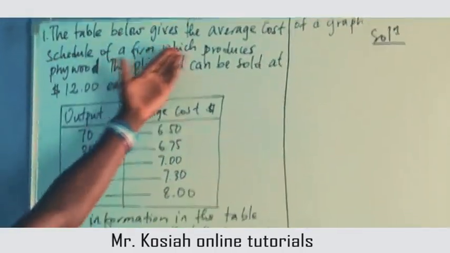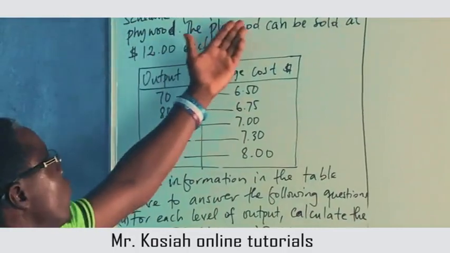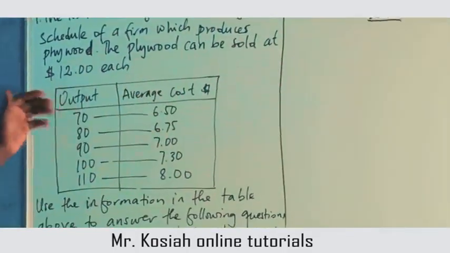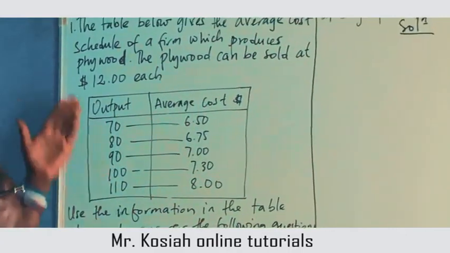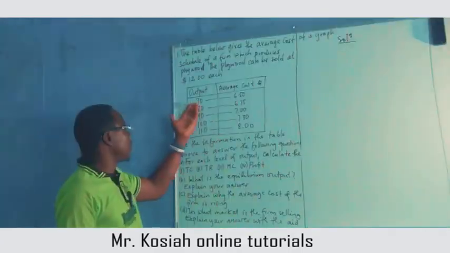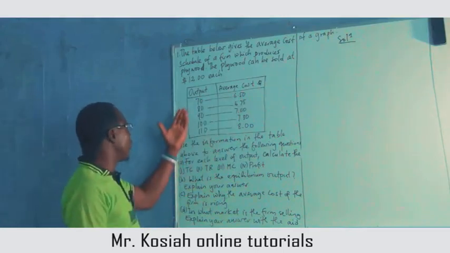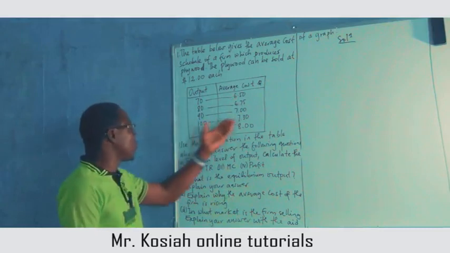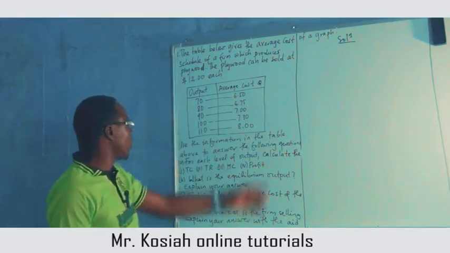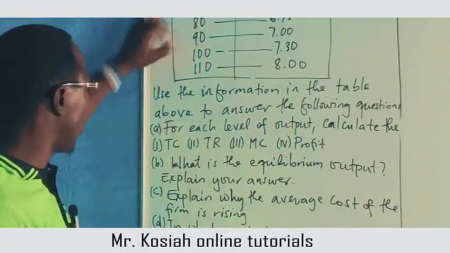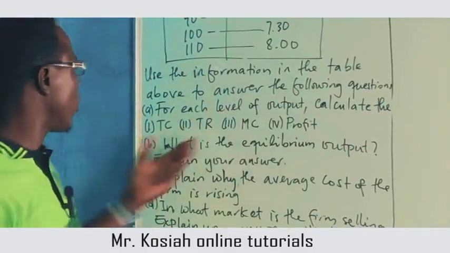The table below gives the average cost schedule of a firm which produces plywood. The plywood can be sold at $12 each. These are the various outputs: 70, the average cost is $6.50; 80, $6.75; 90, $7; 100, $7.30; 110, $8. Use the information in the table above to answer the following questions.